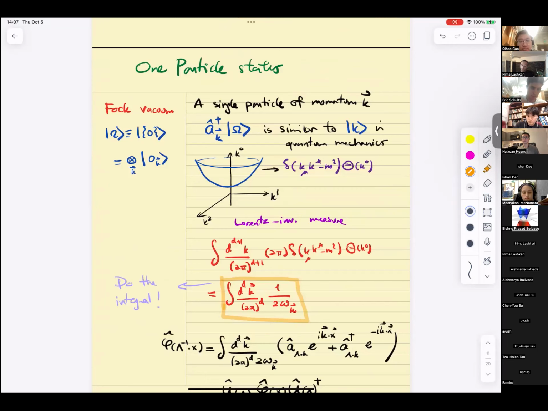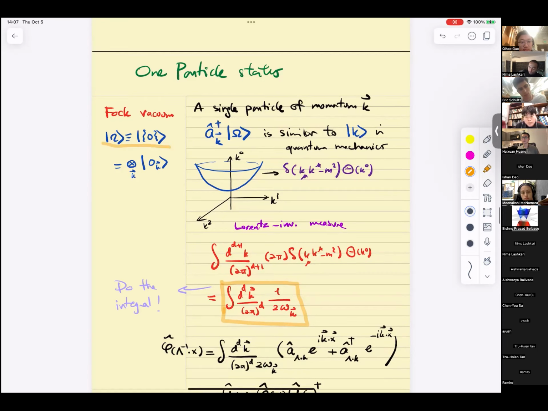All right. One particle states. Let's go back to our quantum field theory Hilbert space. We said that we had a Fock vacuum and we had these creation operators. And if you applied once with momentum k, you have created a single particle of momentum k, which is analogous to the vector ket k in single particle quantum mechanics.